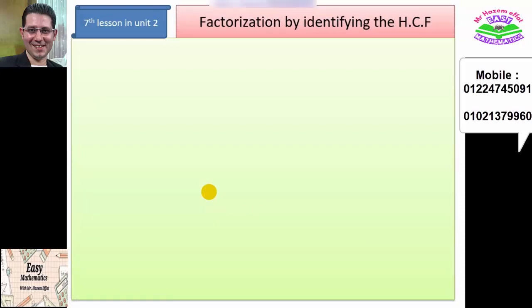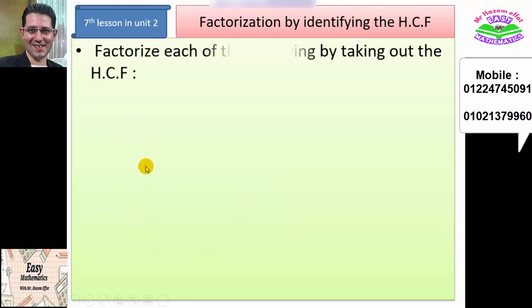Factorization by identifying the H.C.F. What is the meaning of H.C.F? We have studied it before in fourth primary. It is abbreviated as highest common factor. Let's see an exercise to understand how to find the H.C.F. Factorize each of the following by taking out the H.C.F.